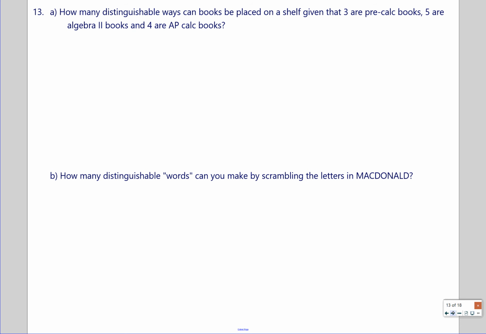All right. Last problem. How many distinguishable ways can books be placed on a shelf given that 3 are pre-calc books, we're assuming they're identical, 5 are Algebra 2 books, and 4 are AP Calc books? All right, so how many books are there total? There are 12 books total. So the different ways that I can arrange those is 12 factorial, 12 choices for the first book, 11 choices for the second book, so on and so forth.